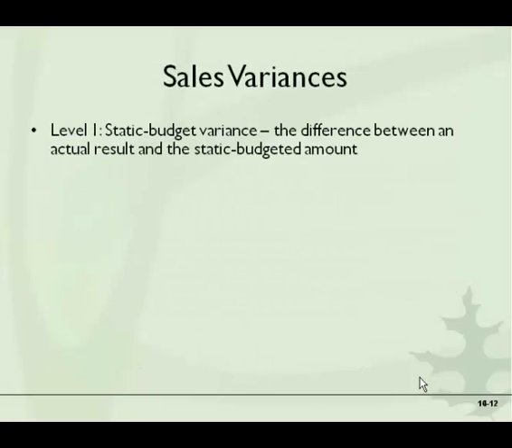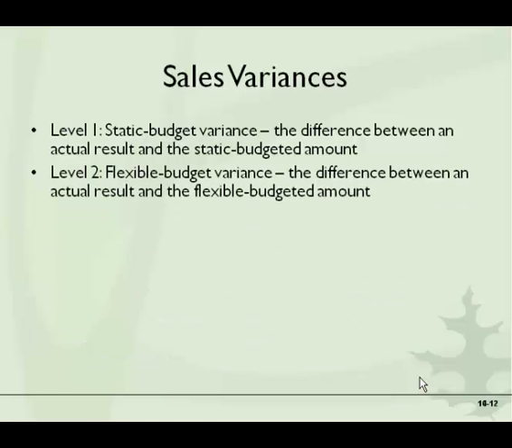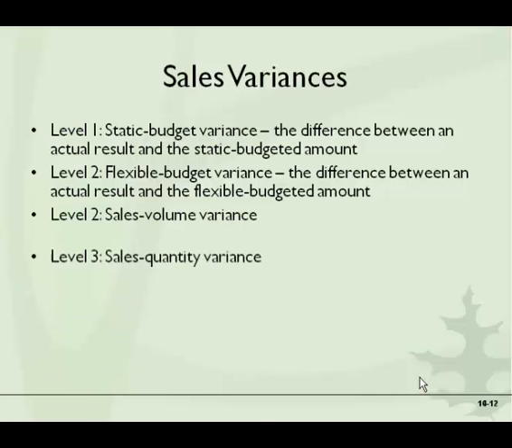Now let's talk about sales variances. If we talk about a level 1 sales variance, we're talking about actual versus the static budget. What was the variance between actual results versus our formal annual operating plan or formal budget, also called a static budget? Then we can break that down into flexible budget variance, where we measure the difference between an actual result based on the flexible budgeted amount, which means we're adjusting what the budget amount should be as a result of differences in activity. With level 2, we would have a sales volume variance.